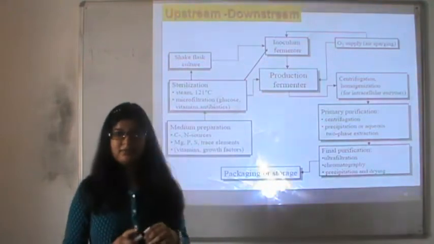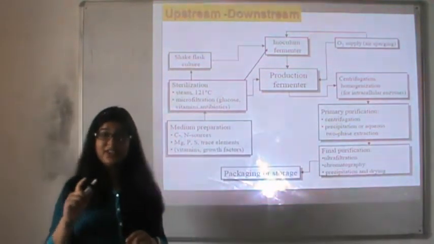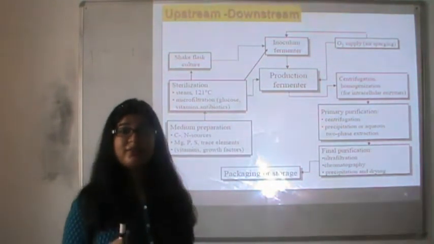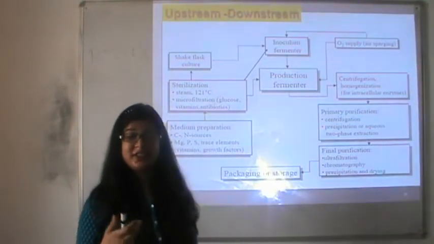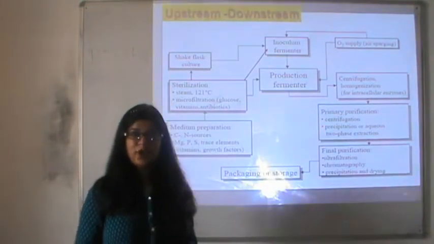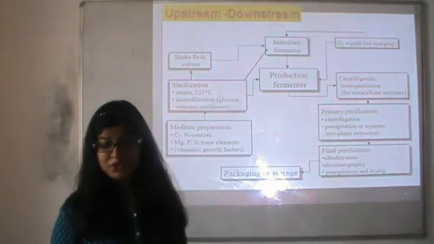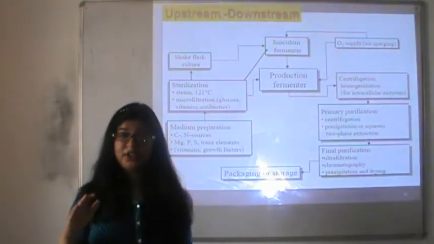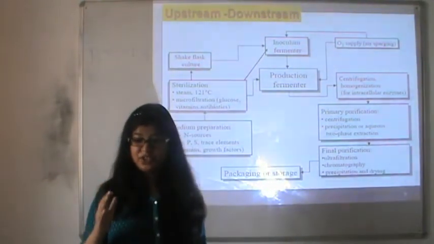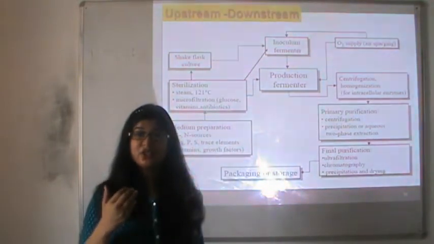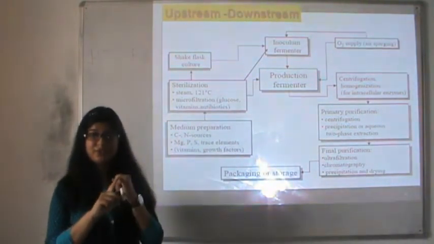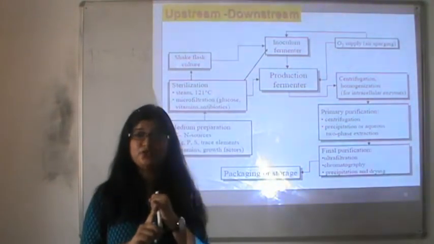And one of the important things is that at every step a quality check is there, like whether our fermentation is contaminated, whether our culture is contaminated, whether our medium is contaminated. So at every step a quality check is performed. So from culturing to production of bioproduct, it is upstream process, and from centrifugation to final packing and storage, it is downstream process. So bioprocess consists of two parts, upstream process and downstream process.